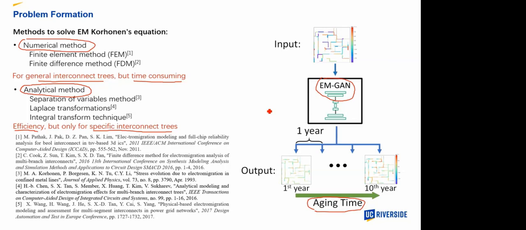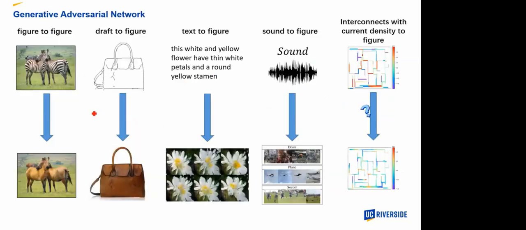The reason that we use GAN as the backbone of our model is that it has been proved to be effective in all kinds of image generation applications, such as figure-to-figure, draft-to-figure, and even text and sound-to-figure transformation. So why can't we use it to convert the interconnects with current densities to the stress distribution images?